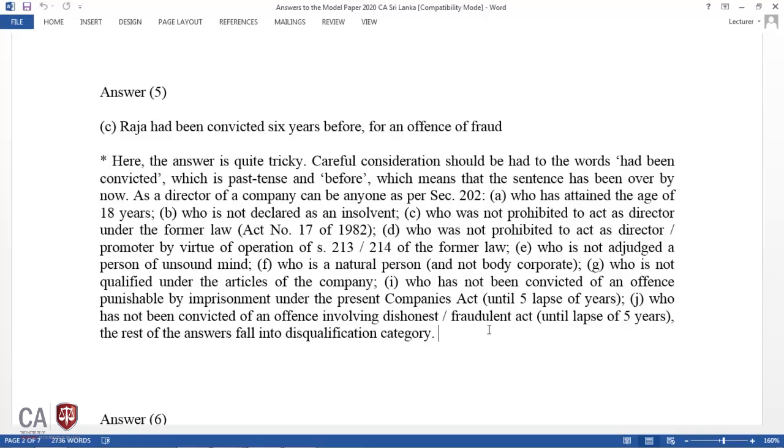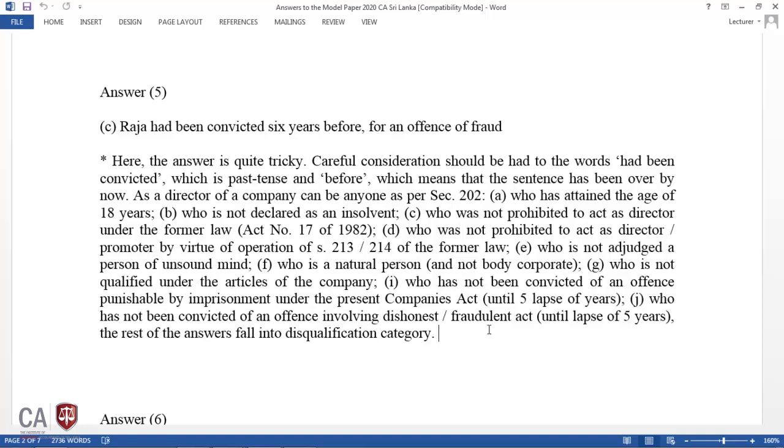Then anyone who is a natural person is also eligible. Here, why we are saying that only natural persons are eligible, is because body corporates are not eligible to become directors of a company, even though a body corporate can be a shareholder in a company. Then anyone who is not qualified under the articles of the company: if the articles don't permit somebody to be a director, then he is not eligible, which means that if the articles do not prohibit anyone becoming a director in the company, then he or she can be appointed a director.